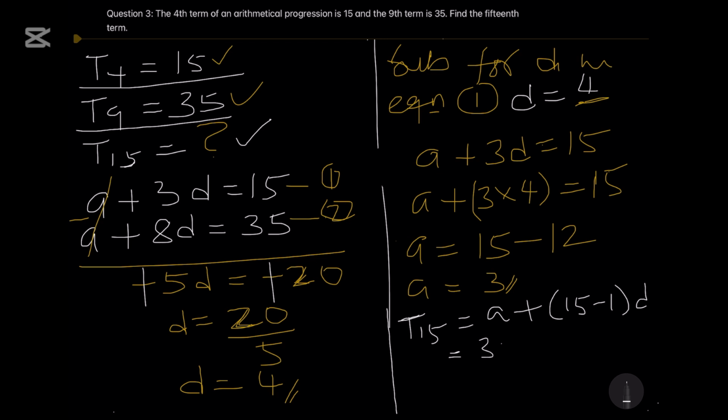A is 3, plus 14, times the common difference, which is 4. So we finally have 3 plus 14 times 4, which is 56. And then our final answer, which is our T15, is equal to 59. So that is our 15th term.